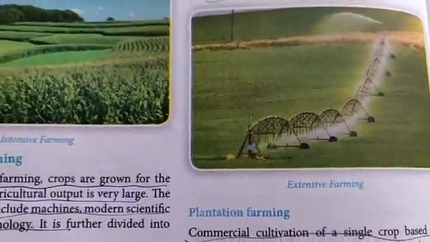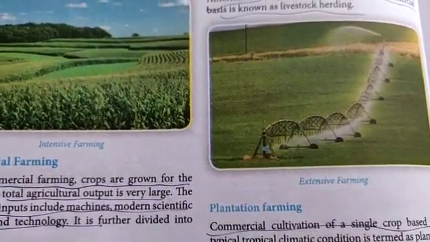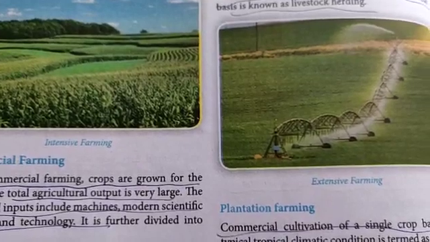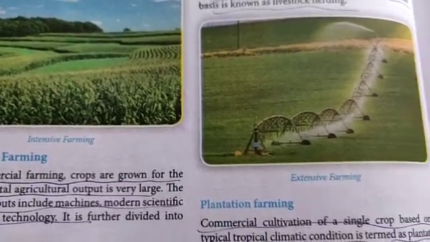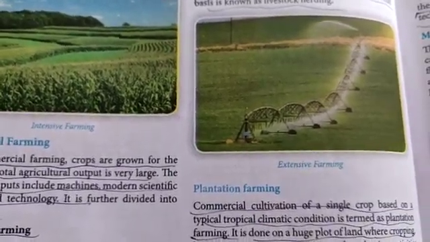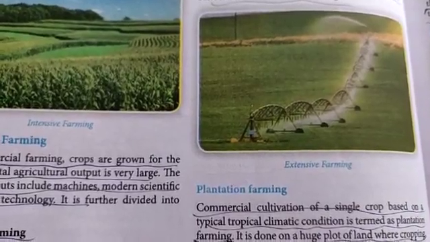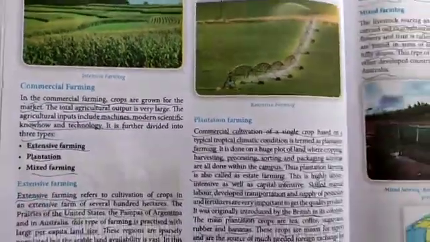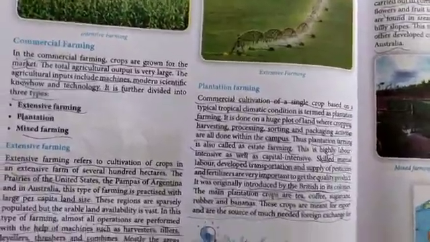So over here you see certain pictures. One is of intensive farming, a small piece of land, whereas on the right you see extensive farming, and you can see it's a huge tract of land. Now today we'll end here, and in the next video we'll take up plantation farming, mixed farming and the crops.